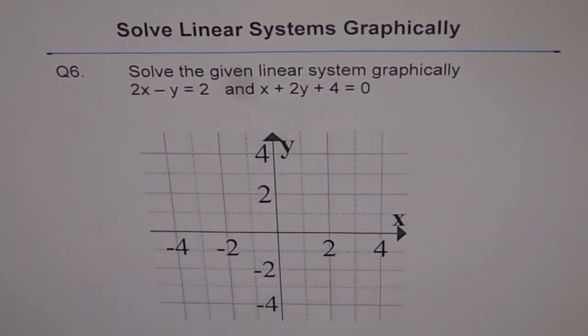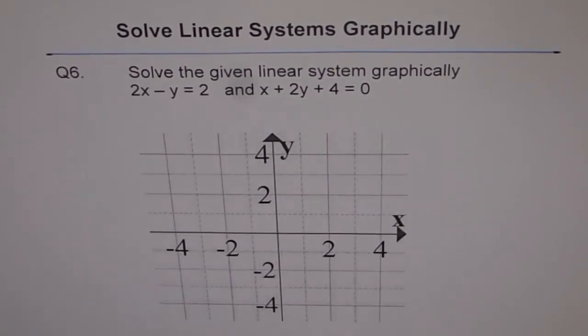Solve linear systems graphically. Question 6. Solve the given linear system graphically. 2x minus y equals 2 and x plus 2y plus 4 equals 0.